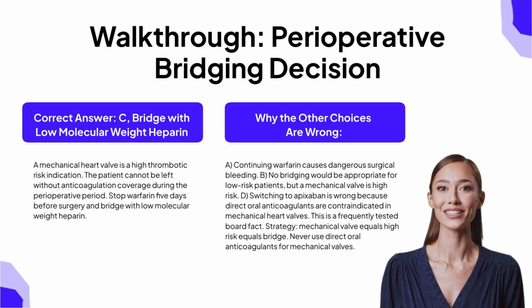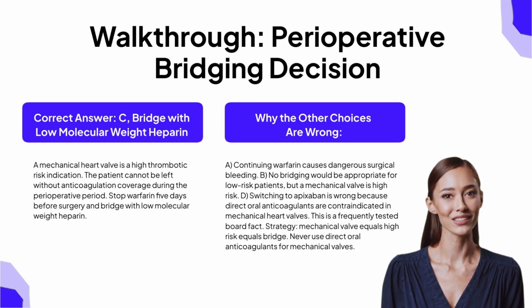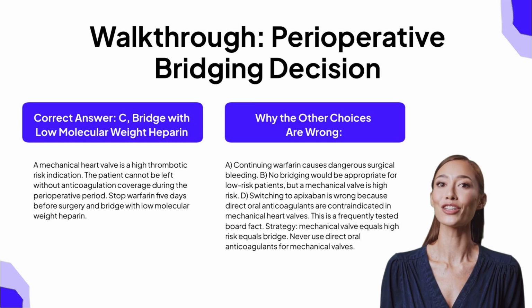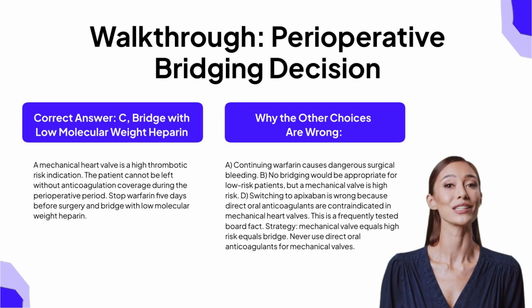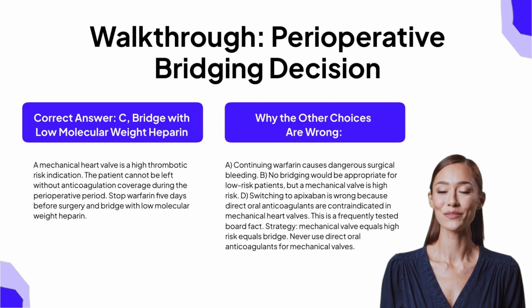Choice A. Continuing warfarin through surgery would cause dangerous surgical bleeding. Choice B, stopping without bridging, would be acceptable for a low-risk patient, but a mechanical valve is high risk. Choice D, switching to a direct oral anticoagulant, is wrong because direct oral anticoagulants are contraindicated in patients with mechanical heart valves. This is an extremely high-yield fact. The boards test this frequently.